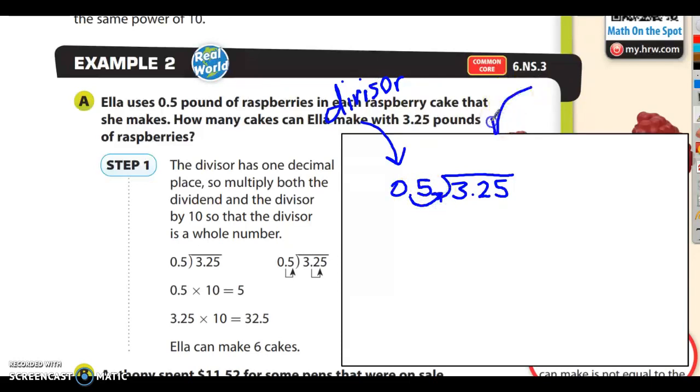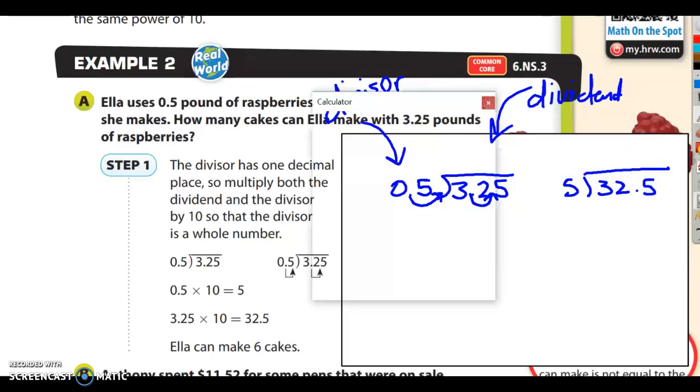Whatever you do to the divisor, you have to do to the dividend. So if I multiply the divisor by 10, I have to multiply the dividend by 10. Now, if this is too messy for you, then you simply rewrite it as 5 and 32.5. Because you get the same answer both ways. I can even prove that to you.